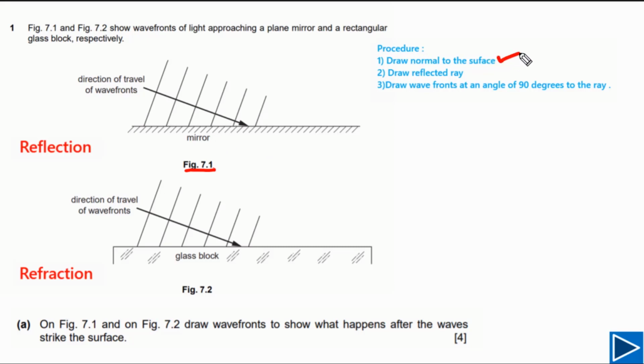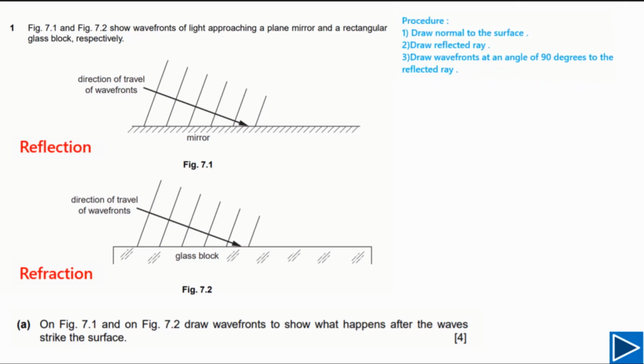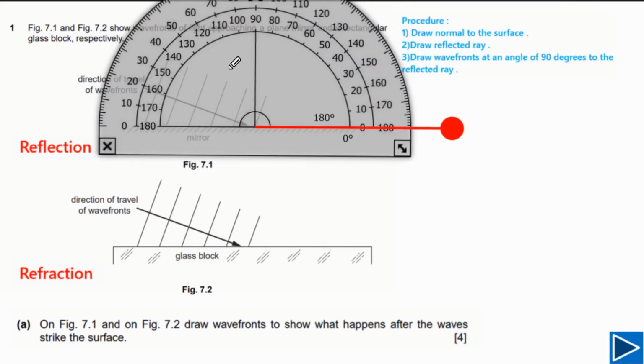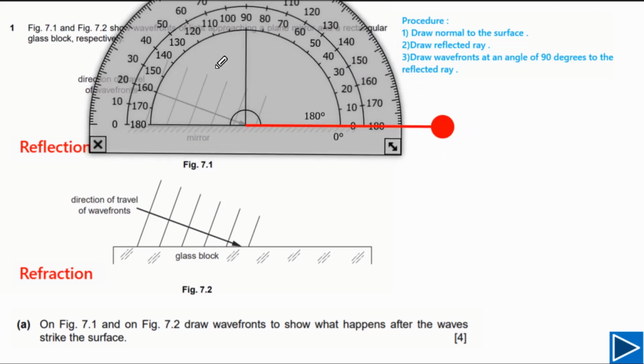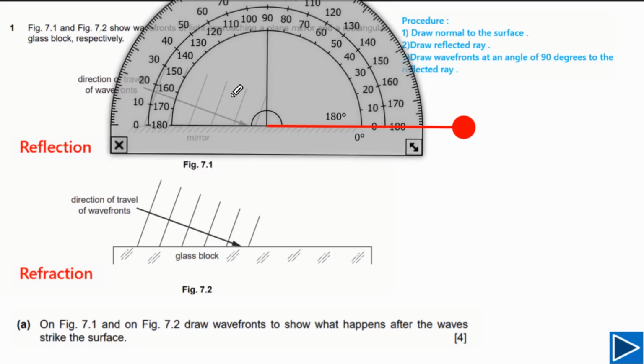First step, we will draw normal to the surface. Second step, we will draw reflected ray, and third step, we will draw wavefronts at an angle of 90 degrees to the reflected ray. Now let's try to draw normal to the surface, means do first step. Let me place protractor here. So our protractor is here. We can find out this angle. If you look at this angle of this incident ray with normal, this angle is 70 degrees. So our reflected ray also must have angle of 70 degrees with normal.